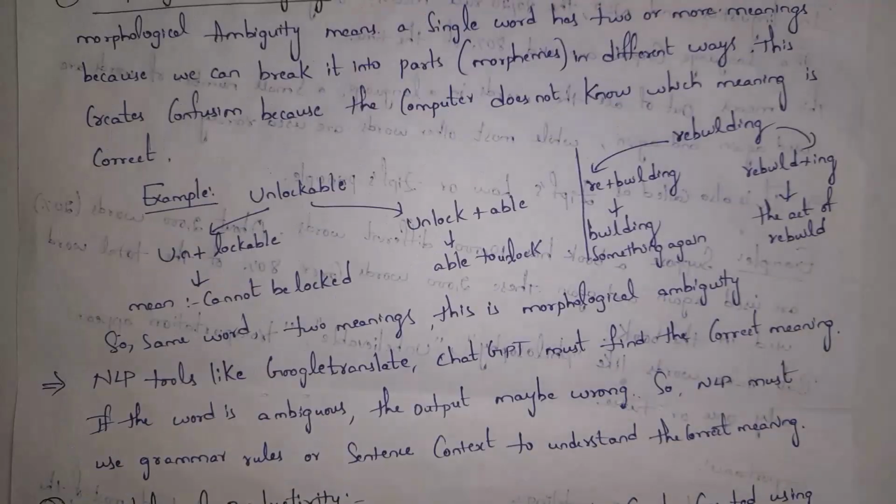In order to solve morphological ambiguity, there are so many NLP tools available like Google Translate, ChatGPT, etc. They will find the correct meaning. So if a word is ambiguous, then the output also will be wrong. So NLP will use various grammar rules and NLP will understand the complete sentence in order to give the correct meaning. Because whenever we give any ambiguous sentence to ChatGPT, ChatGPT will automatically understand the sentence based on context.